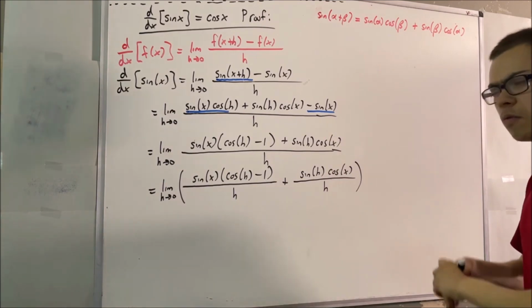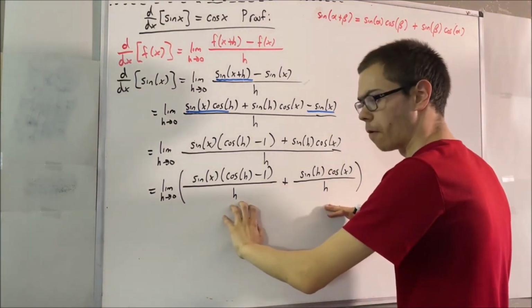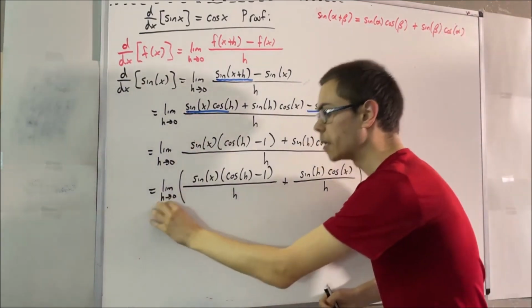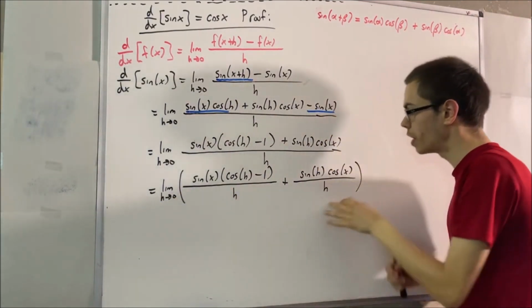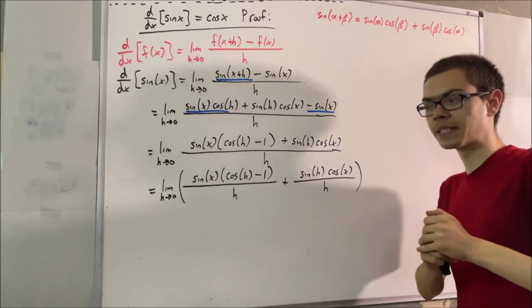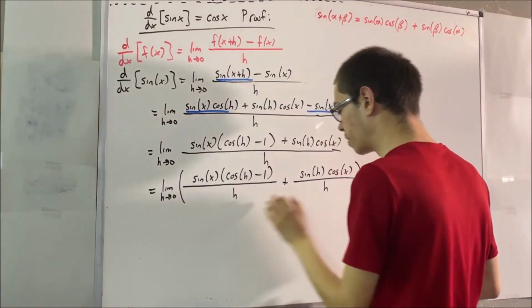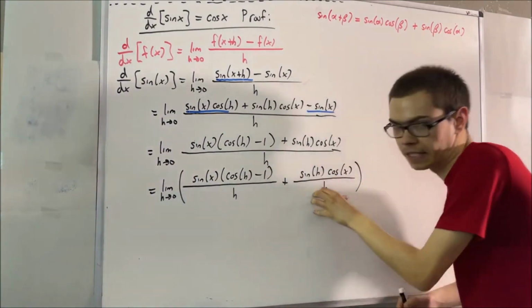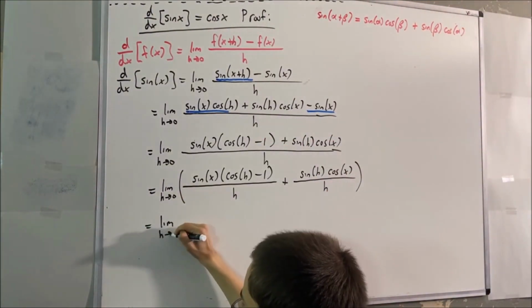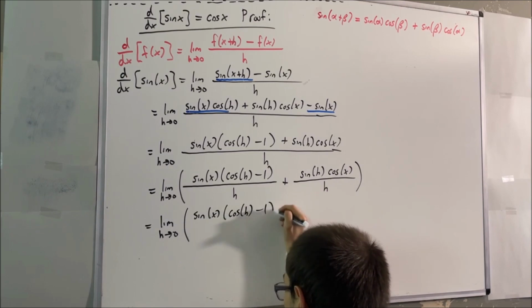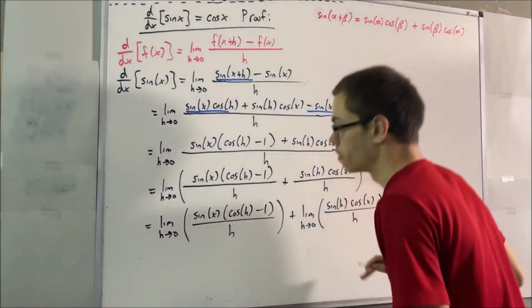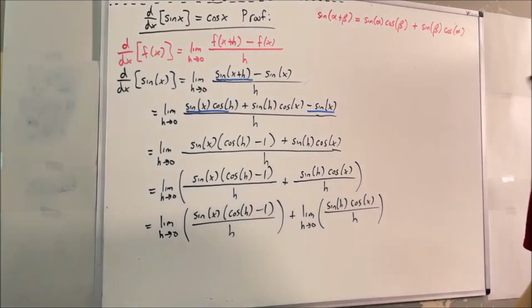So what can we do from here? Well, notice that we're taking the limit of something plus something. Well, if you recall, there's this property of limits that says that if you have the limit of something plus something, it's equal to the limit of this plus the limit of this. And so this is what we have now.